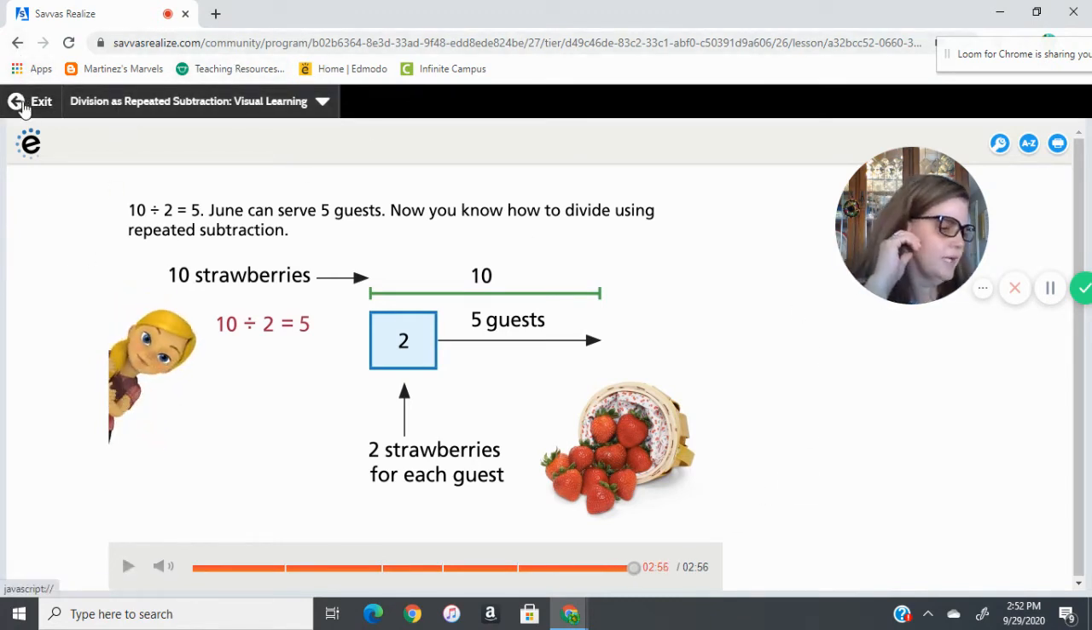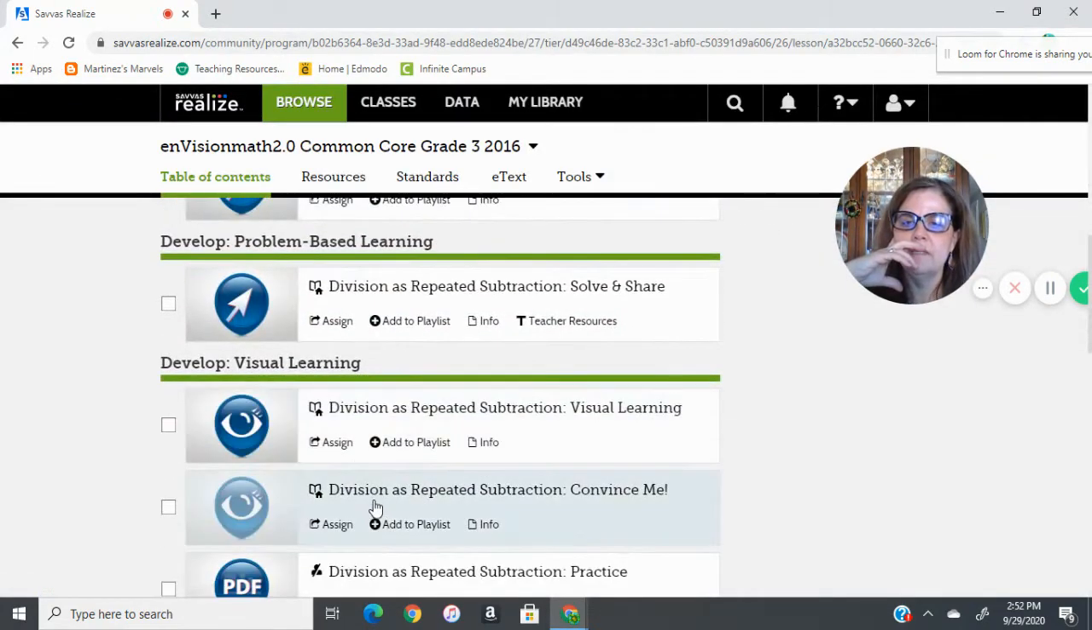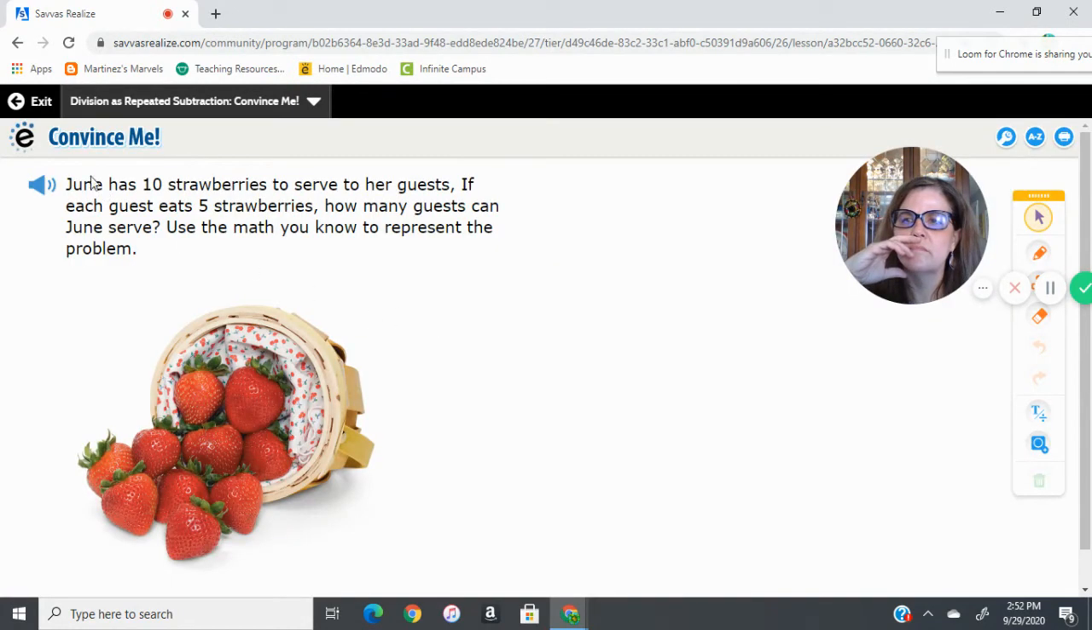Okay, so on the bottom of page 38, we're going to solve the convince me. Let's look at that one on here. June has 10 strawberries to serve her guests. If each guest eats 5 strawberries, how many guests can June serve? Use the math you know to represent the problem. All right. Switch over to the camera.